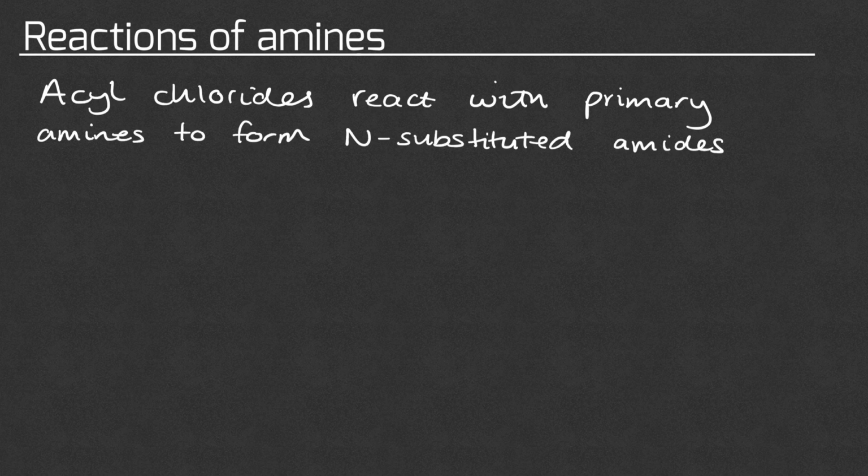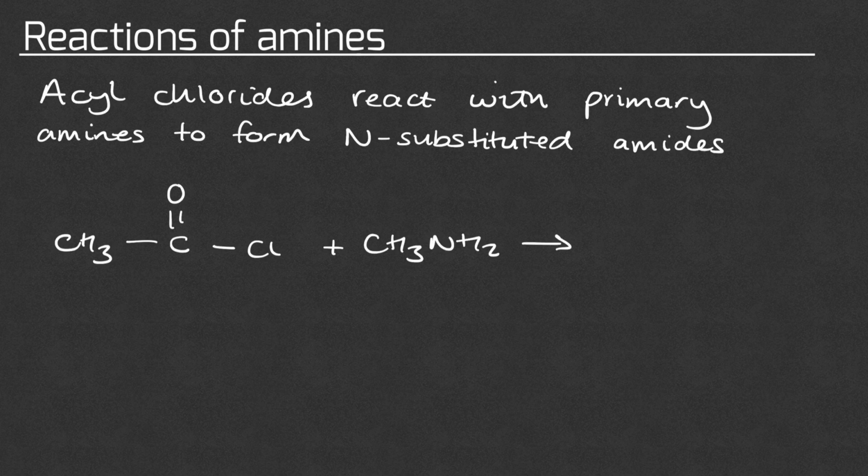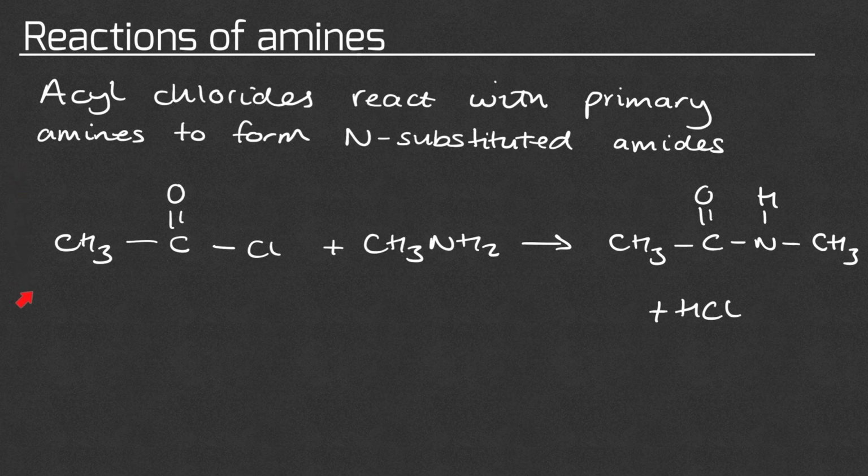The second example of the reactions of amines we've looked at is where acyl chlorides react with primary amines to form N-substituted amides. So for example, we've got our acyl chloride here. This is ethanoyl chloride, and we're going to react it with methylamine. This will produce our N-substituted amide, in this case N-methyl ethanamide. Remember, any reaction with an acyl chloride will produce hydrochloric acid.